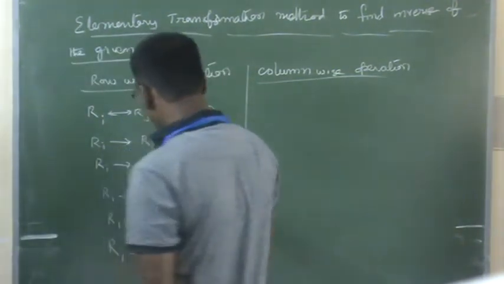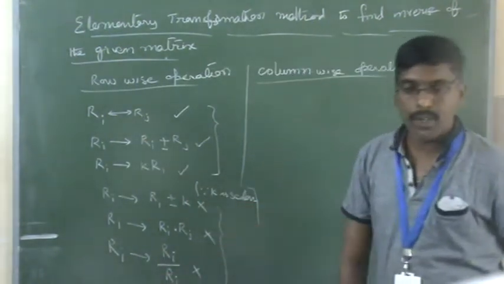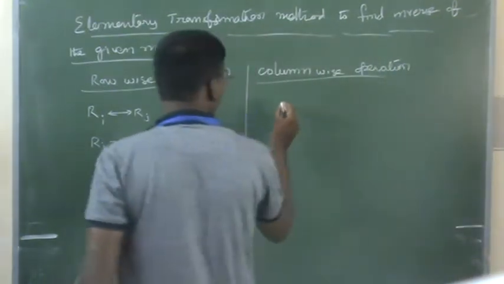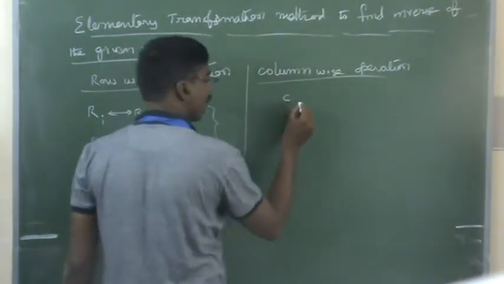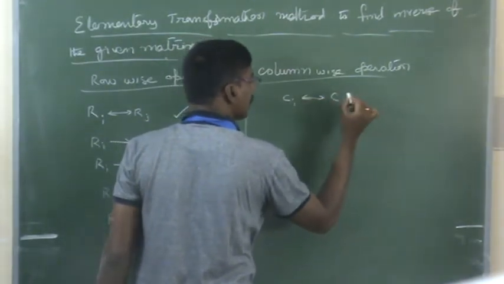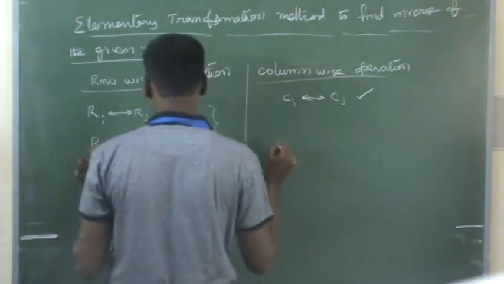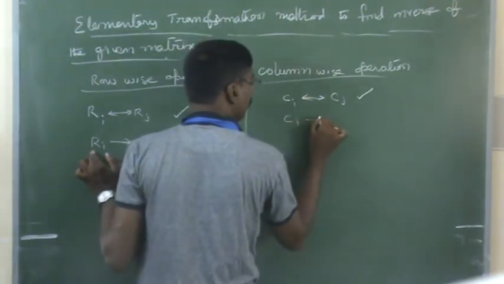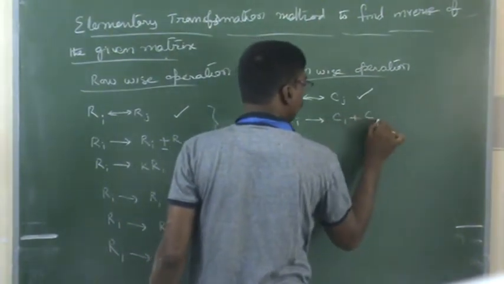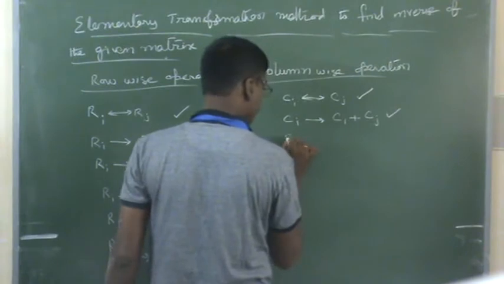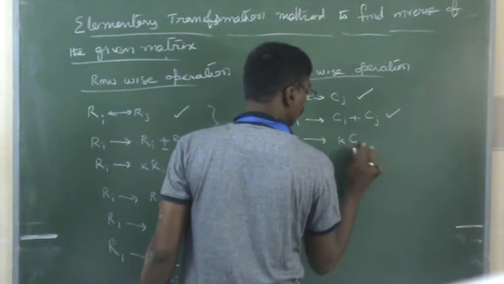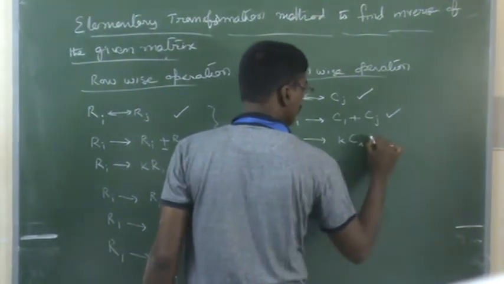Remember the concept. Similarly, the same operations we use row wise are applicable for column wise also. Ci interchanges with Cj also exists. Ci tends to Ci plus Cj also exists. Next, Ci tends to some scalar into Ci also exists.